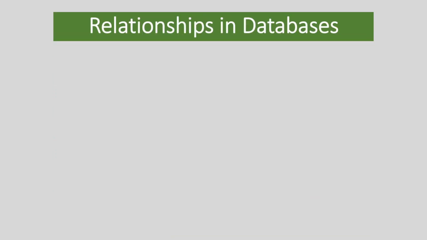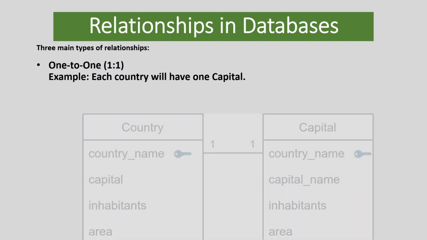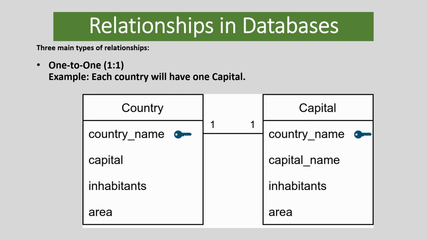Next, we'll talk about relationships in databases. There are three main types of relationships. The first one is one-to-one relationship. If you look at this example, we have a country table and a capital table. Every country will have only one capital. It is not that one country will have 2 or 3 capitals. So every country will have one capital. It means that one country is related to one capital name. So that is called one-to-one relationship.